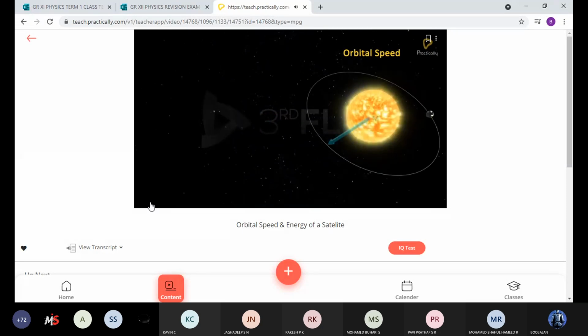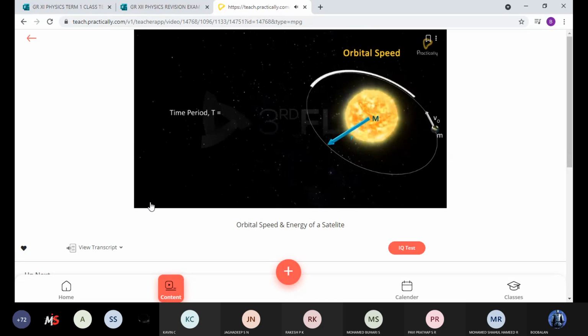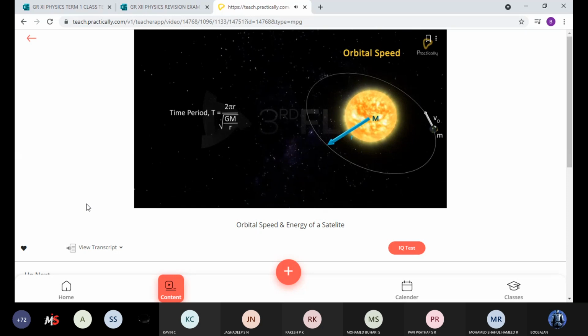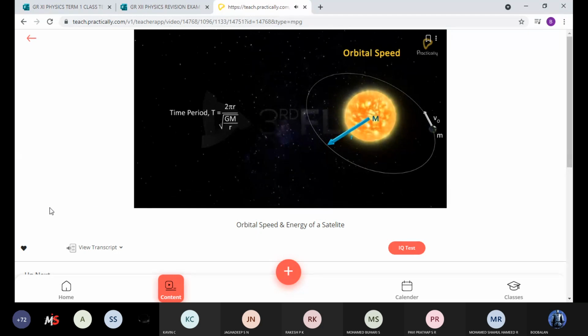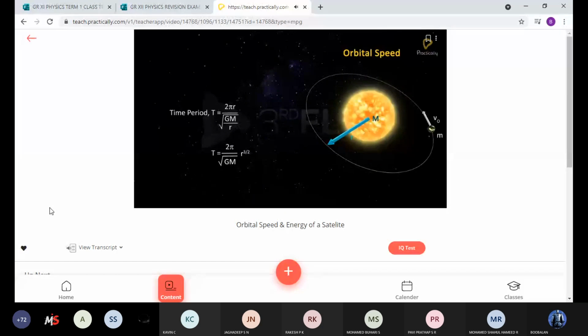The time period of the planet to complete one revolution around the Sun is equal to the circumference of the orbit divided by its orbital speed. Hence, time period T is 2π by the square root of GM, r to the power 3 by 2.